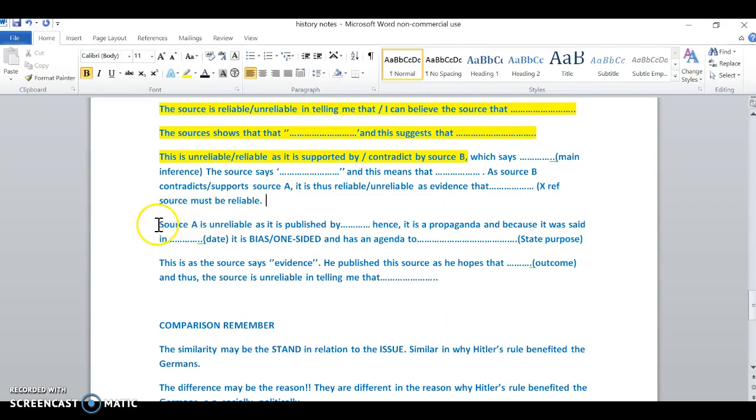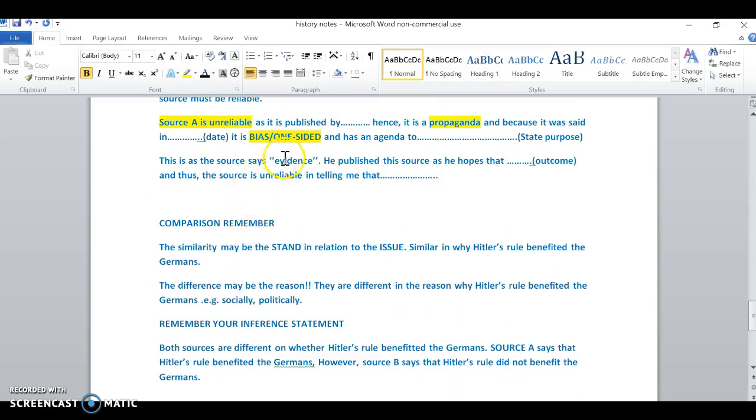Okay, after you have done this, the next part will be that it's unreliable because of the purpose. Normally it's unreliable because it is biased or one-sided, so you have to write this down. It was published by whoever, and hence I analyzed it and I know that it's propaganda. And it was said to do what? What is the purpose? Then you quote the evidence and explain the outcome. And thus it is unreliable in telling me that because it has an agenda.